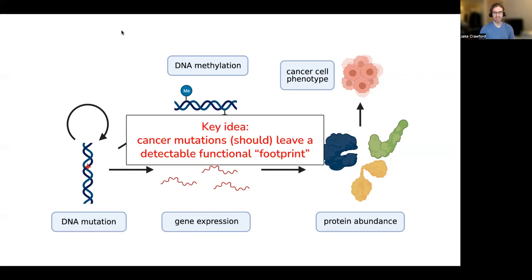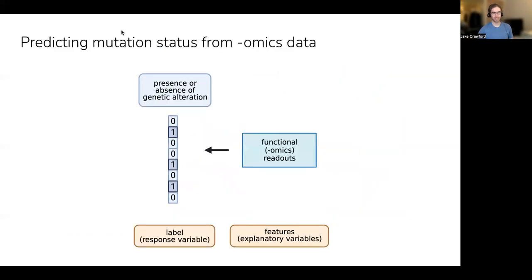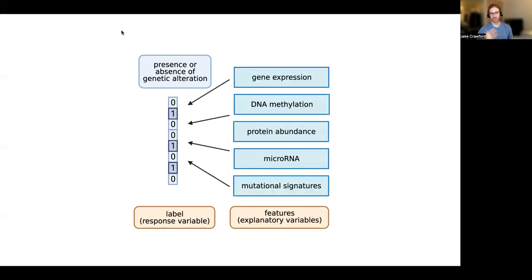But the salient point here is that if we look at cancer mutations that have a big enough effect size, or that are really driving cancer, they should leave a detectable functional footprint that we can find, ideally in most of these data types. So one way to get at that is to flip the problem on its head. In a prediction setup, we can have the labels be the presence or absence of a particular genetic alteration. And we can have the features in our predictor be the downstream functional readouts. In our case, we're going to consider expression, DNA methylation, protein abundance, microRNA, and mutational signatures as the downstream readouts that we're using as predictive features.